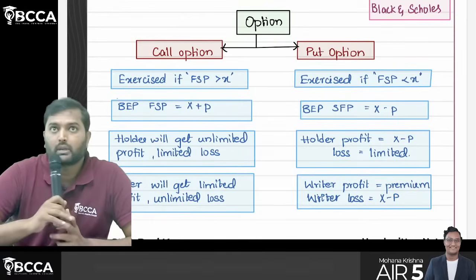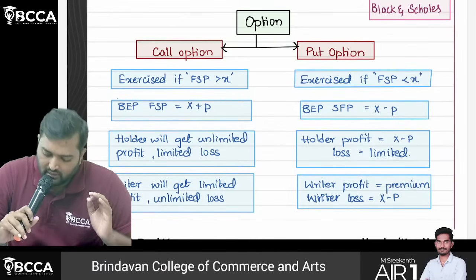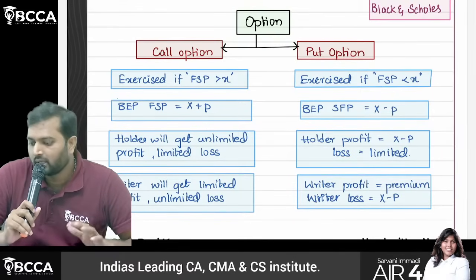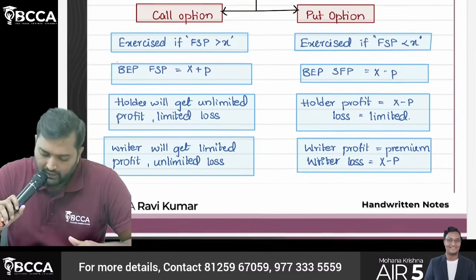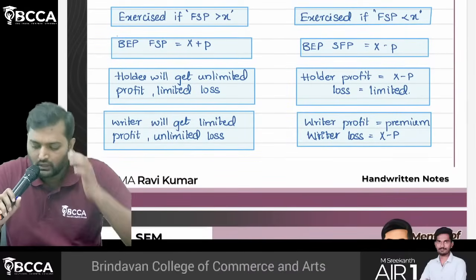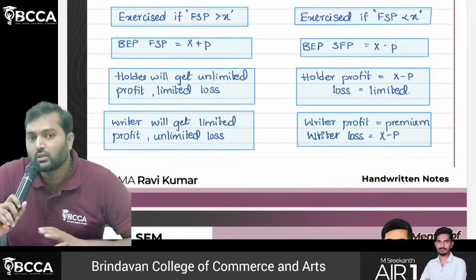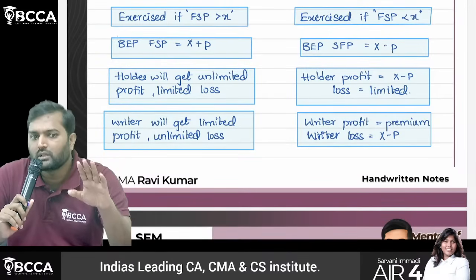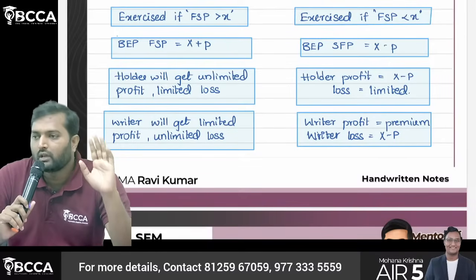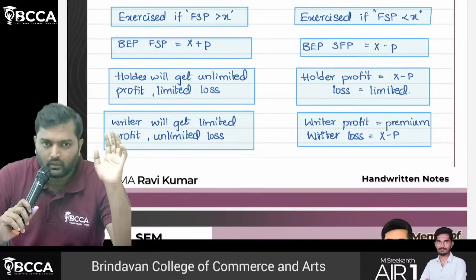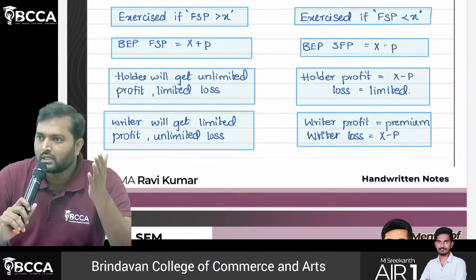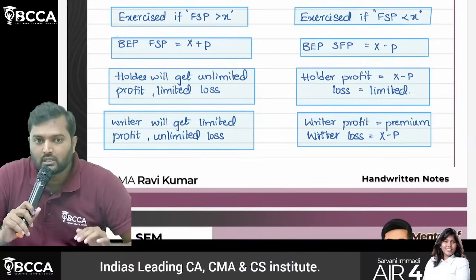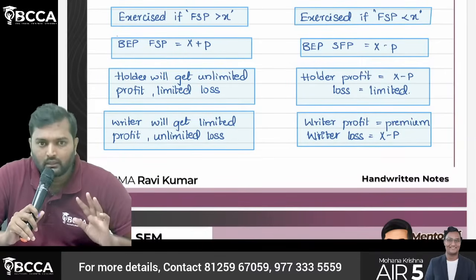Break even future spot price is equal to X minus premium. In case of a put option, the holder will get limited loss. In all the cases, the holder will get limited loss, because the maximum he will lose is the premium. Clear? Are you able to understand what is call option and put option? If you know the call option and put option basics, you can answer question number 8, 9 and 10.